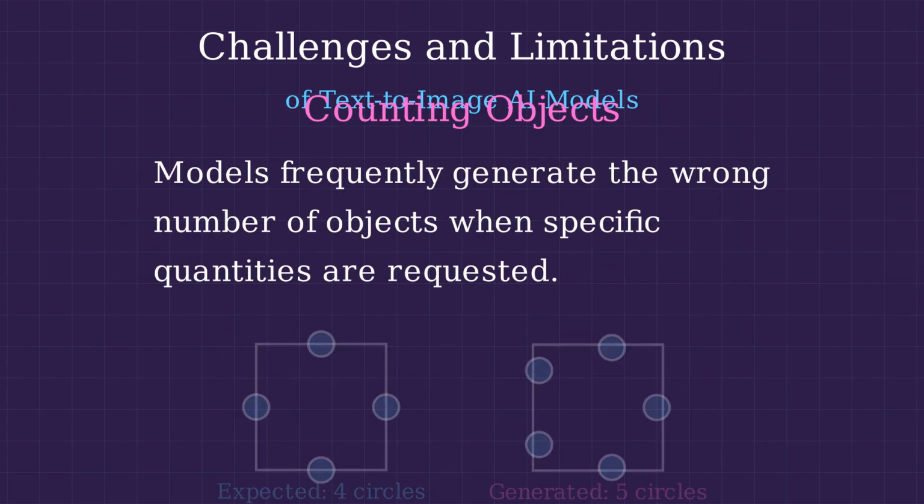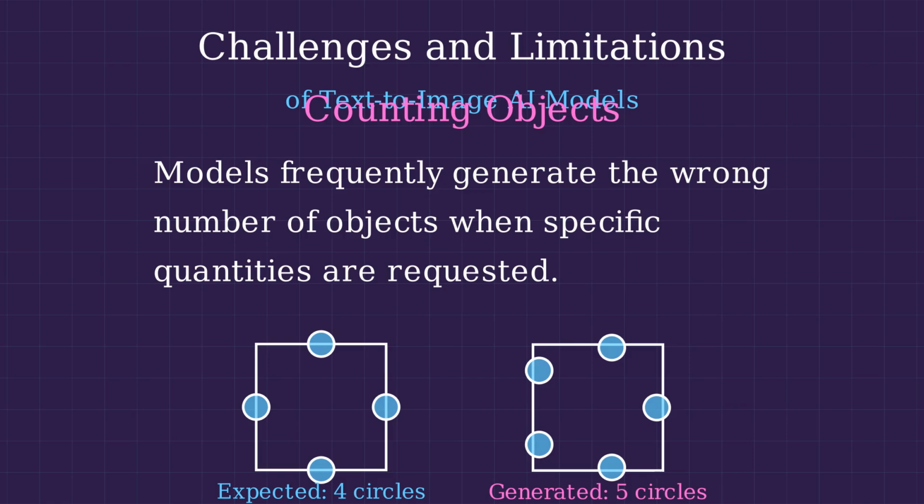Counting is surprisingly difficult for these models. When asked to generate a specific number of objects, they frequently produce the wrong quantity, even for simple requests like 4 circles.